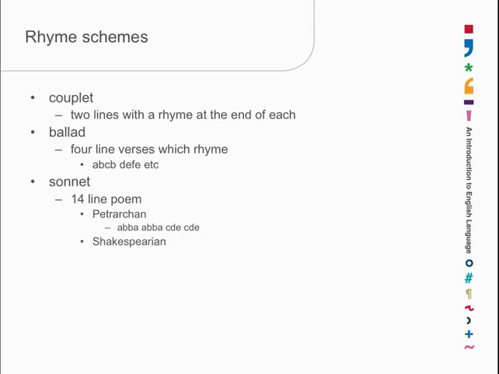Mr. Shakespeare, a little later, decided to write his sonnets differently. His first 4 lines, the first and the third line rhymed, and the second and the fourth line rhymed, and so forth, until he got to the last 2 lines, and they were a couplet. They rhymed the 13th line and the 14th line with exactly the same rhyme.